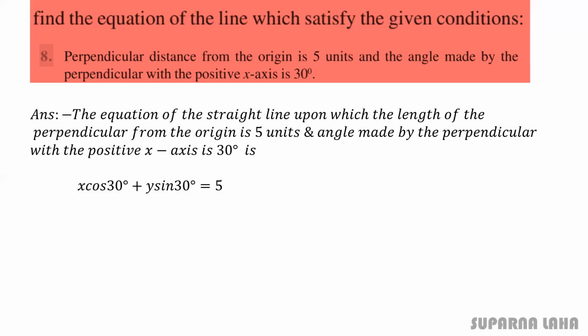So x cos 30 + y sin 30 = 5. Now what is cos 30? It is root 3 upon 2 and sin 30 is half. So apply these values. So √3x + y = 10 is the equation of the straight line. So moving to the next question.